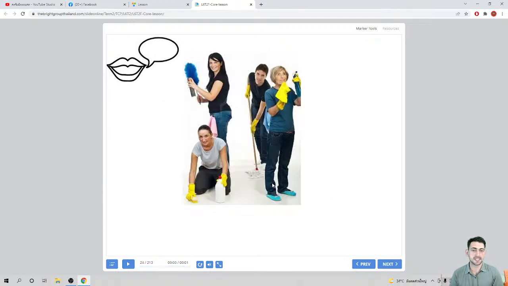Vocabulary word number 6. We have a group of people. Yeah, we have some people cleaning. Now let's see, what do we have in picture number 6? We have chores.